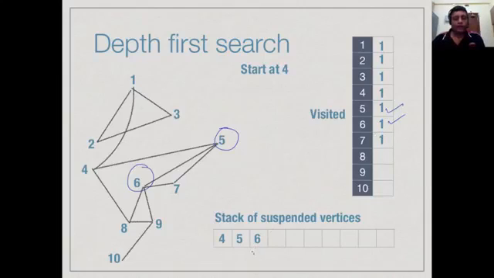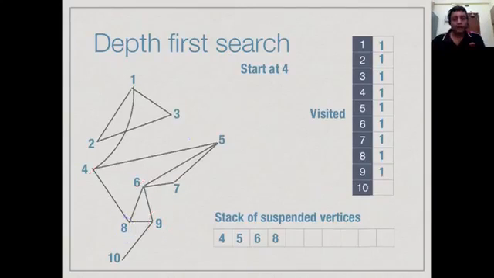So we come back and look at 6 again and see if there's anything new to be done. There is an 8. So now we add 8 and again suspend 6. So now we are at 8 and we have to ask what can we explore from 8. It has 4, 6 and 9. So 4 is already done, 6 is already done, but 9 is new.